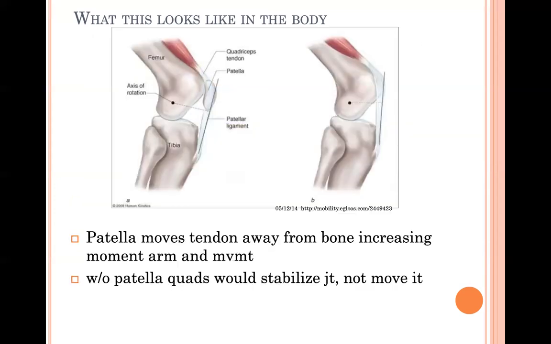So again, what this looks like in the body, we have our patella, which is that kneecap area, which moves the tendon away from the bone, increasing the movement arm and the movement in general. Without the patella, the quads would have to stabilize the joint, and then there wouldn't be any movement in that joint.